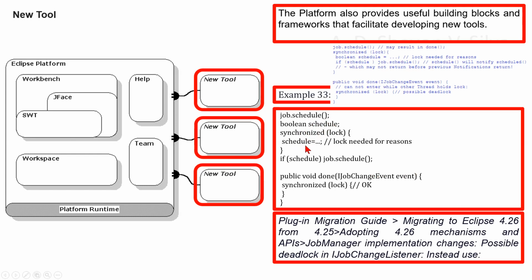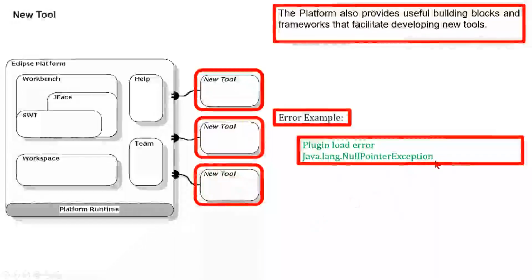Lock needed for reasons. Okay. May result in done. Lock needed for reasons. Schedule will notify scheduled, which may not return before the previous notification returns. Cannot enter while other threads hold the lock. Possible deadlock. This plugin load error: java.lang.NullPointerException.